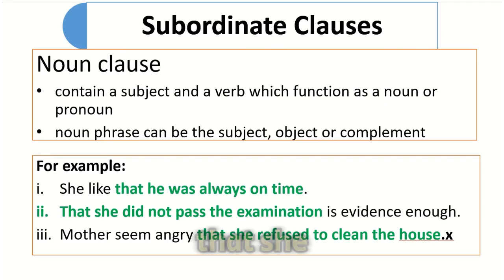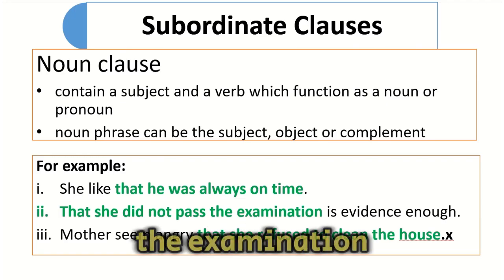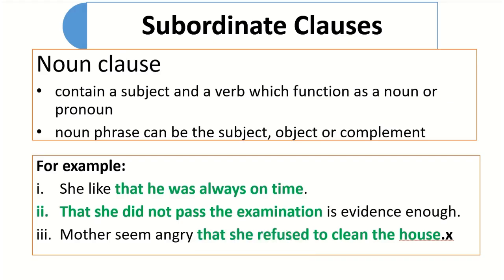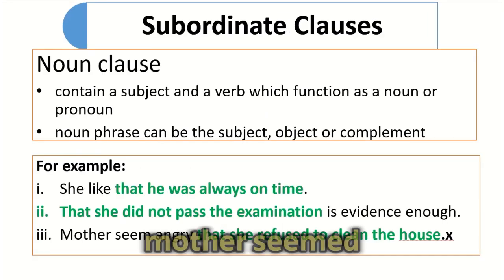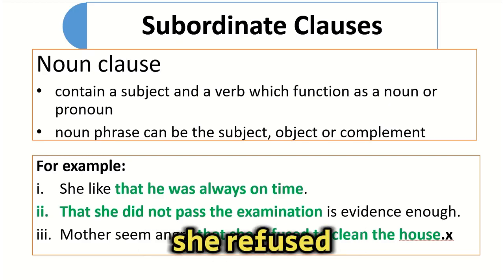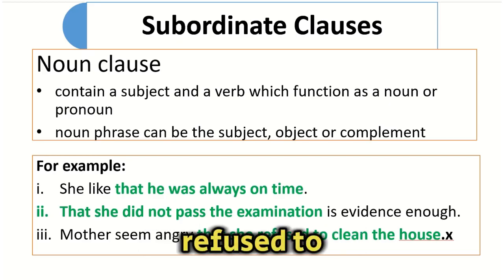Number 2, that she did not pass the examination is evidence enough. So the clause that she did not pass the examination is a noun clause. Number 3, mother seemed angry that she refused to clean the house. That she refused to clean the house is a noun clause because it is not a complete thought. When it stands on its own, it will not be a complete thought. So we say that she refused to clean the house.